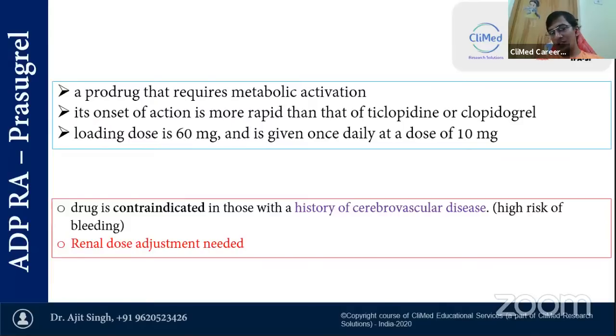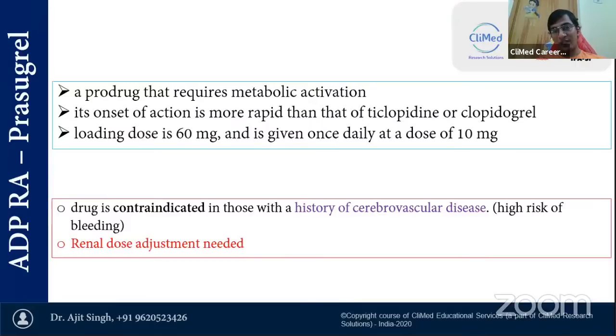And then there are the chances that if the patient has a history of cerebrovascular disease, prasugrel is not recommended because there is a high chance of cerebral bleeding with prasugrel. And in prasugrel there is another disadvantage. We need the dose adjustment in renal failure.